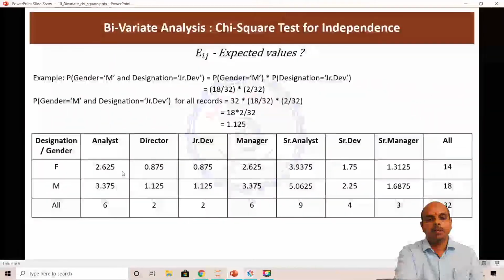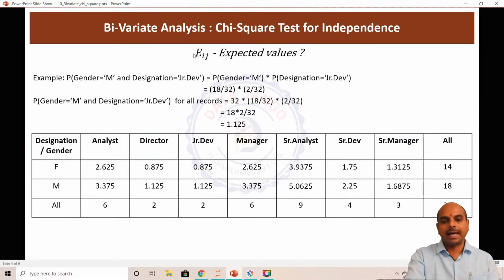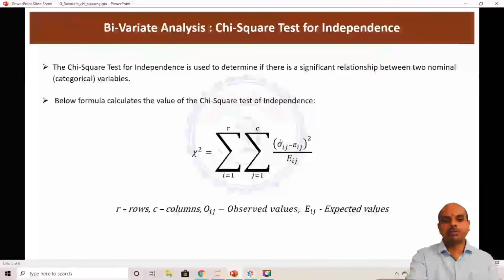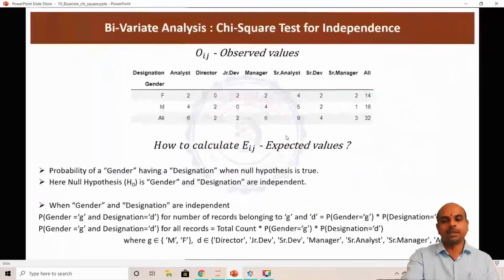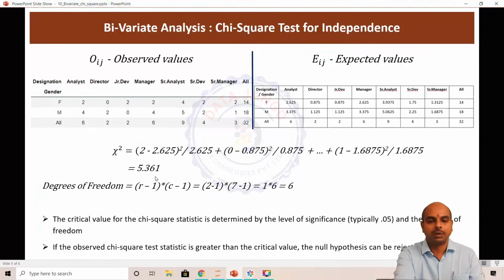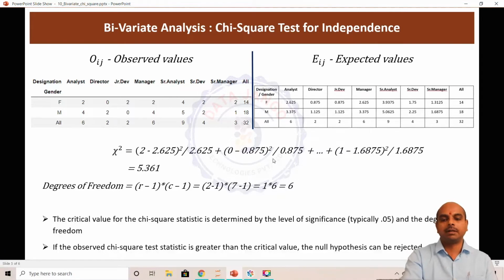Here it is probability, but even when it is probability, the total should equate. The total should be the same. So after calculating expected values, we already have observed values. We can substitute the values into this formula. When we substituted the values into the formula, we have got 5.361. Observed value 2 minus expected value 2.625 whole square divided by expected value 2.625, plus observed value 0 minus expected value 0.875 whole square divided by 0.875. Like that, we multiplied, did squares and summed it up.